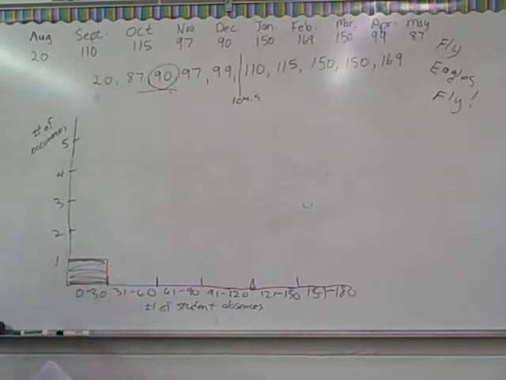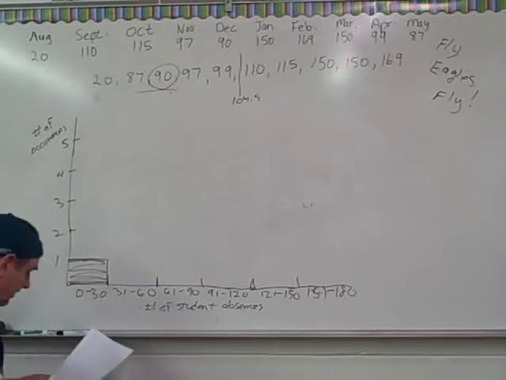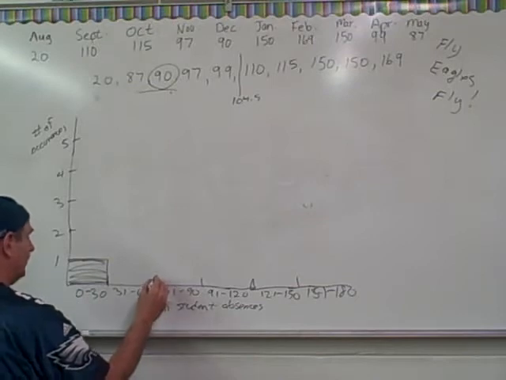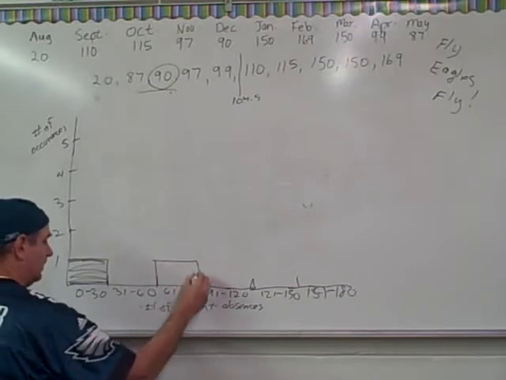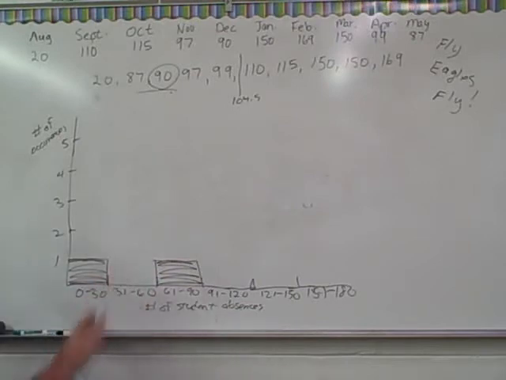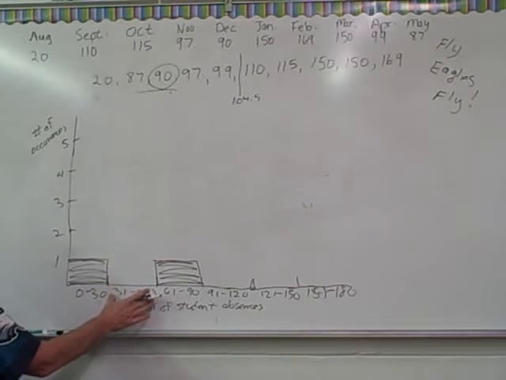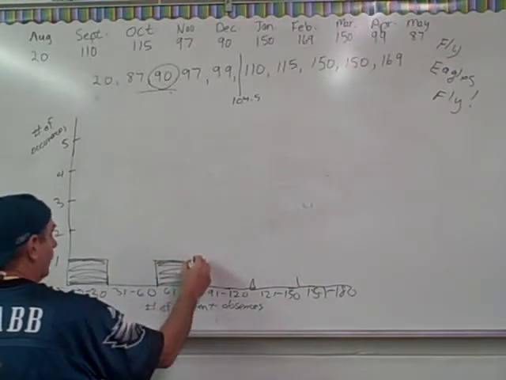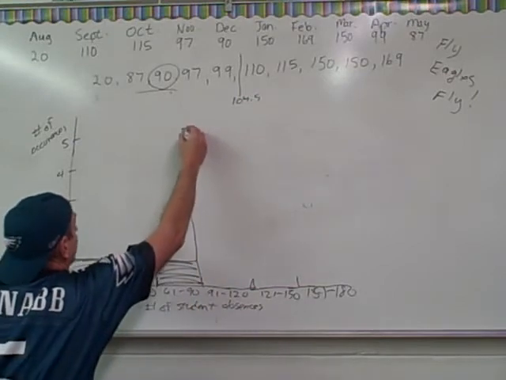I didn't have any times where I had 31 to 60. I had one time, I believe, when I had 61 to 90. I'll take time to do one more. Now that looks like a space, but it's only empty because there weren't any data in that category. When I go 91 to 120, I had 5 of them, so it's going to go all the way up to 5.